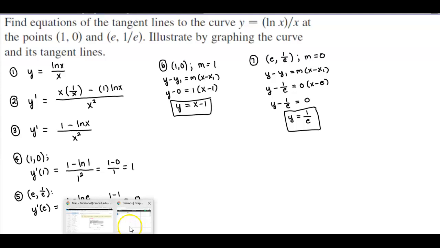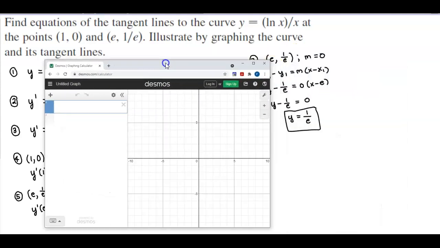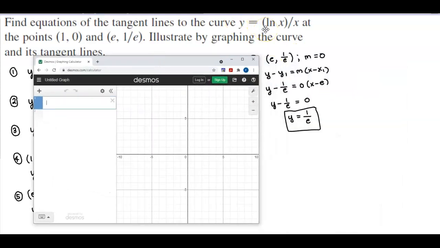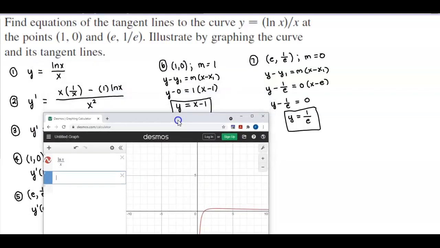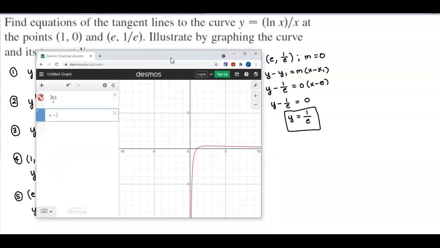So we're going to go ahead and graph this on Desmos. We're going to first put in our function. We want to illustrate by graphing the curve and its tangent lines. So we're going to graph the natural log of x divided by x. And then we're going to graph the next line, which is y equals x minus 1. And then the next one is just y equals 1 divided by e.